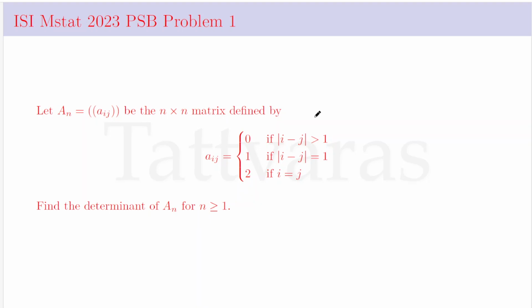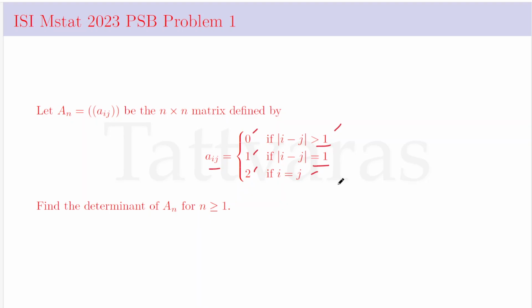Here a matrix A_n is defined in the following manner: a_ij is 0 whenever the indices i, j have a difference greater than 1. When this difference is exactly equal to 1, that means i is j plus 1 or j minus 1, the value is 1, and when they are equal, that means all the diagonal entries are 2. Now the goal is to find the determinant of A_n for any n greater than or equal to 1.